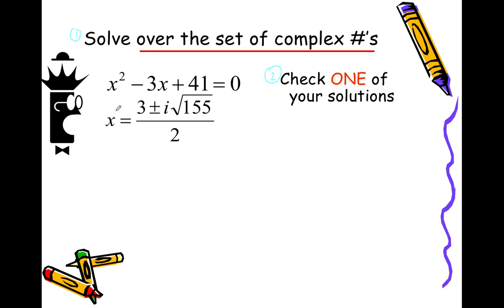Don't panic. Just because the numbers are uglier, right? Here are my solutions. I did number 1, check. Now, to complete number 2, take one of those solutions, because that is 2 of them, and plug them back in. I think I might actually write this one as 3 halves plus or minus i root 155 over 2, which does not simplify. So here's what I'm going to do.